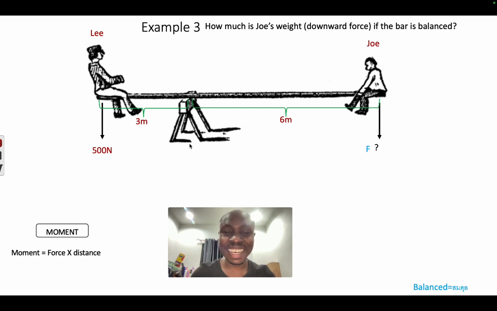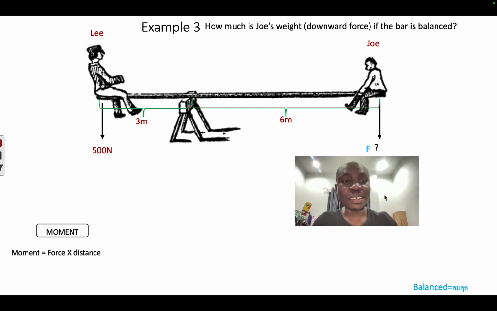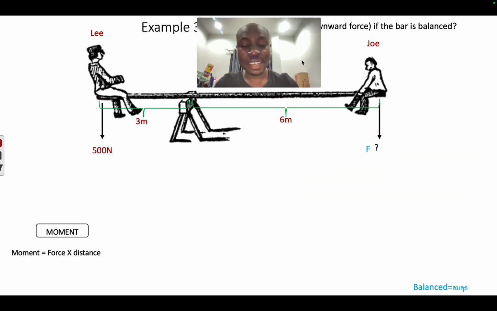3 meters. Okay. Next is Joe. Joe is sitting 6 meters away, but we don't know how much force Joe is using. And the question is, how much is Joe's weight if the bar is balanced? The bar is balanced, it's not moving. So let's try and find the answer here.